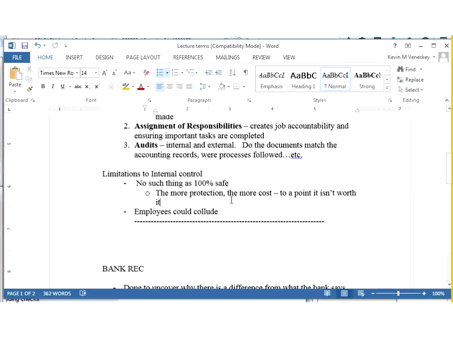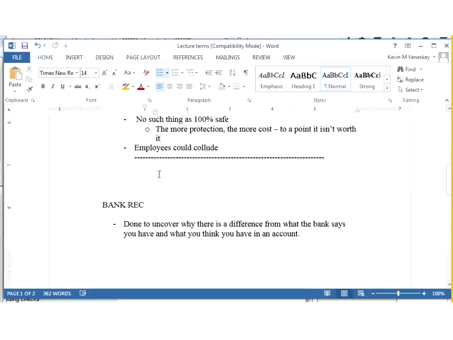The other thing is employees can collude with each other and circumvent the system that's in place to help detect fraud. If people start working together, they could go around that and hurt the business.